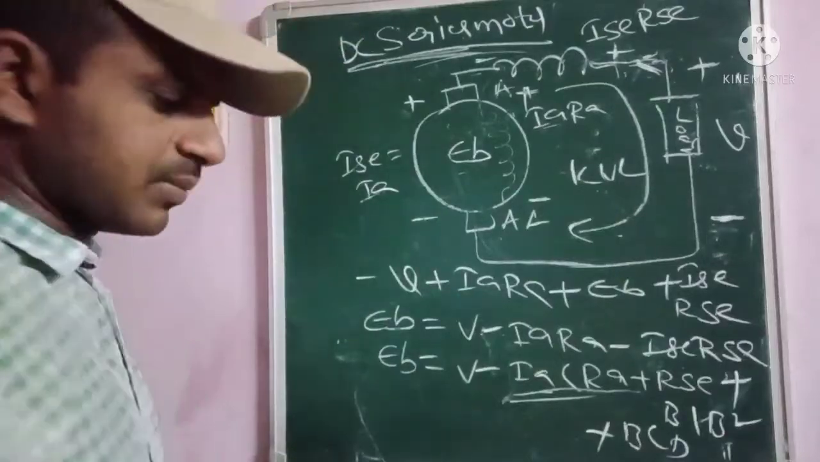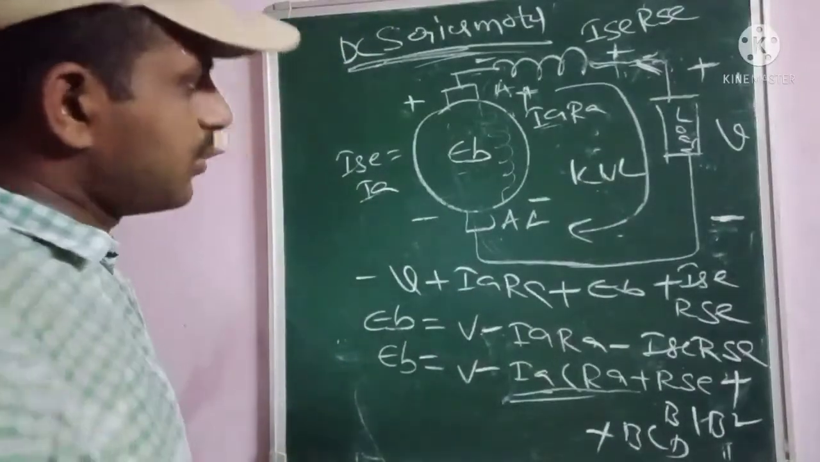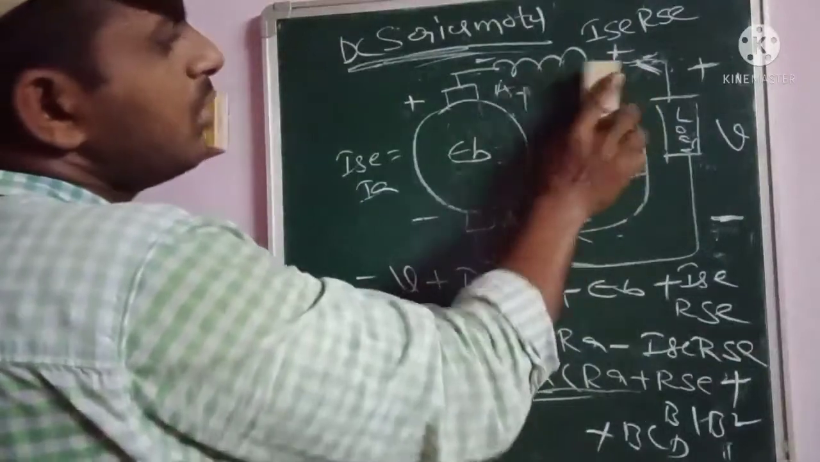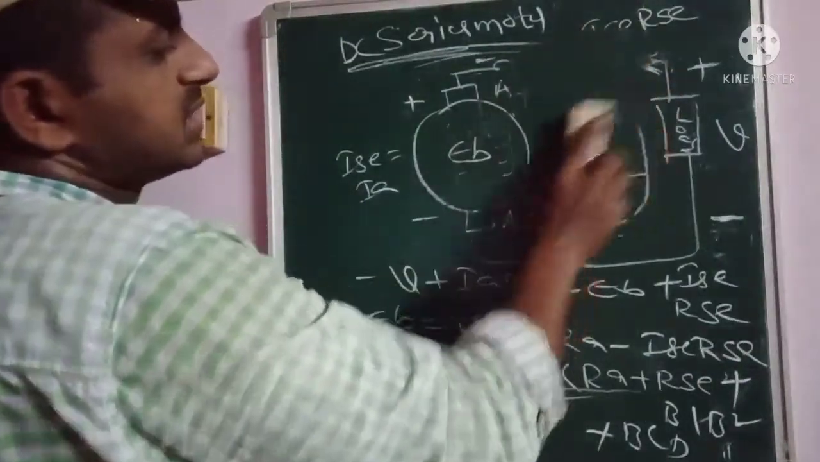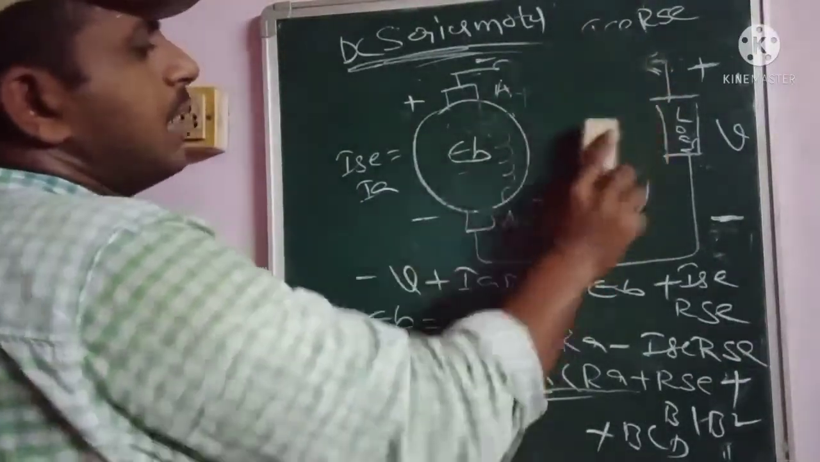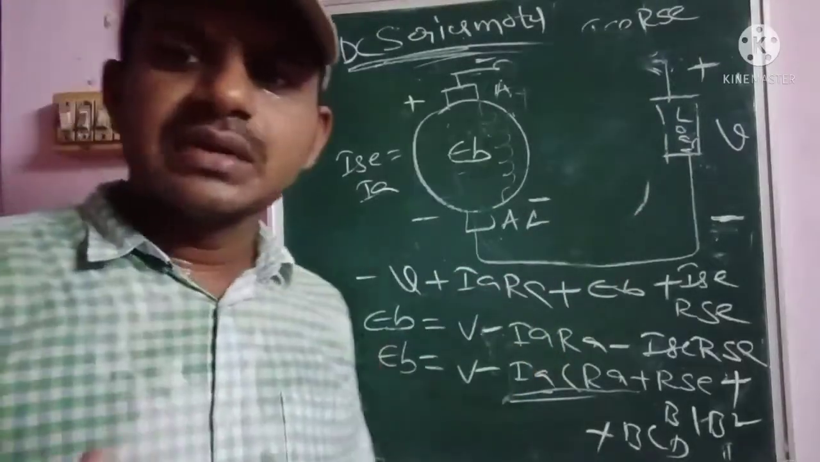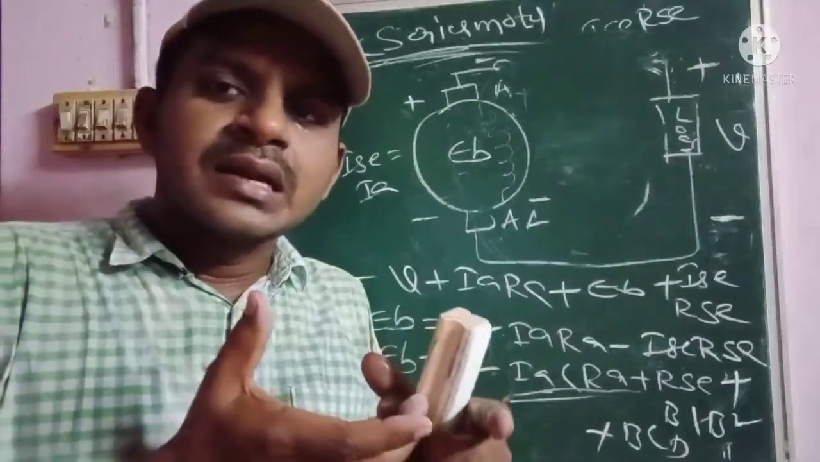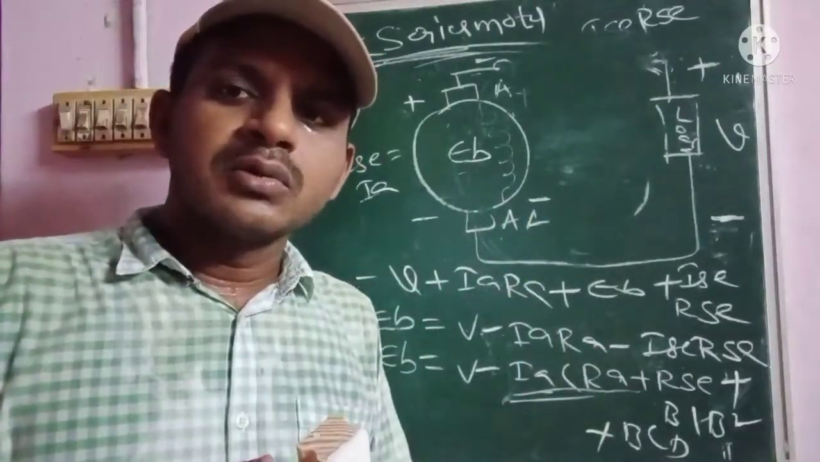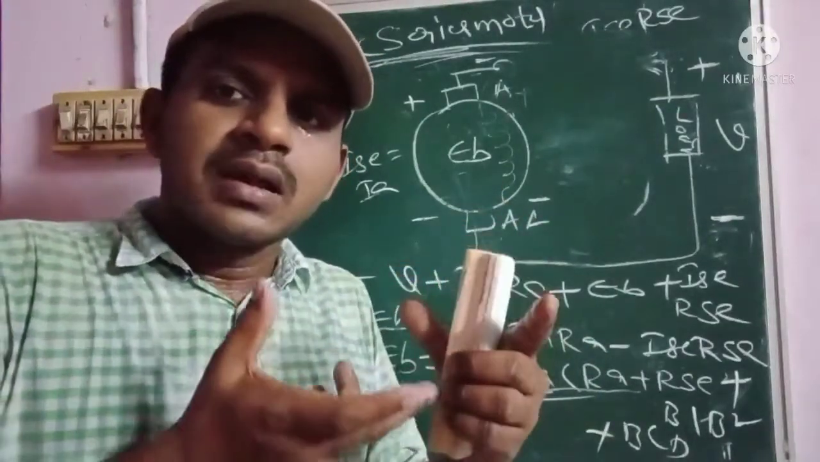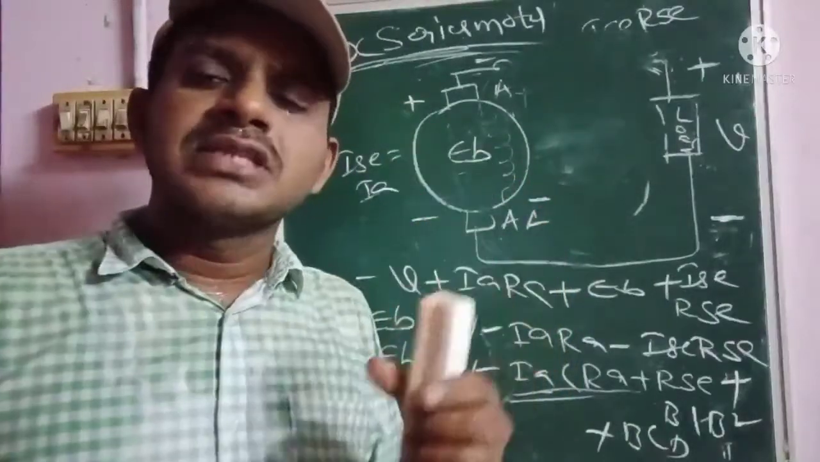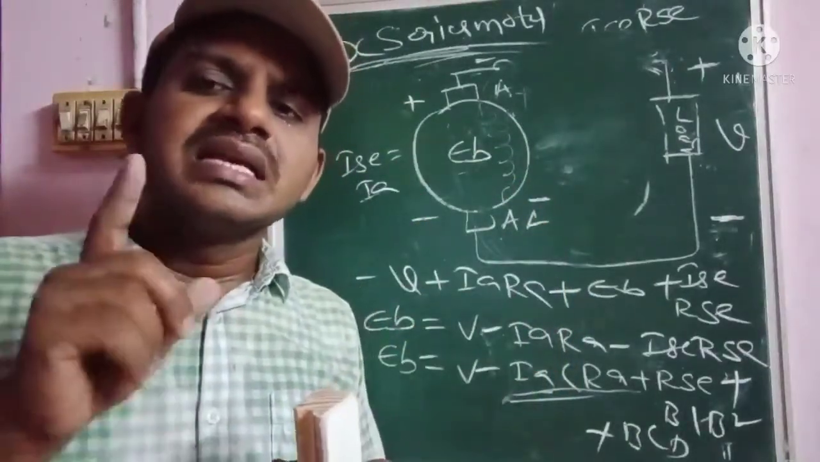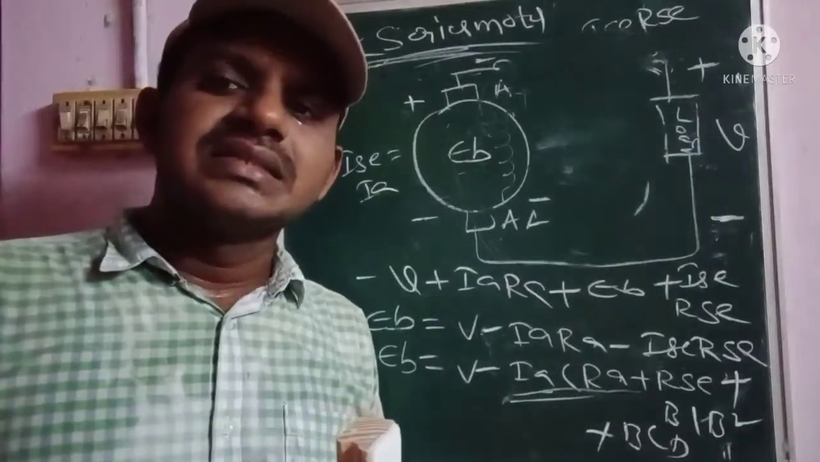So coming to the DC shunt motor, some small variation is there here. How can you judge the shunt motor? Simply, you can say that the field winding which is connected across both armature terminals is called a DC shunt motor.